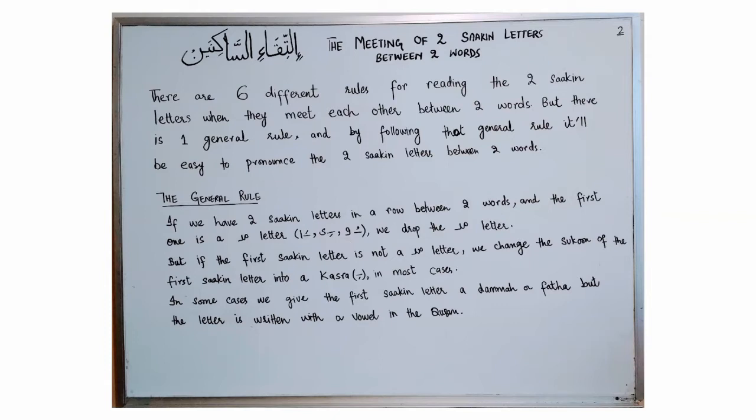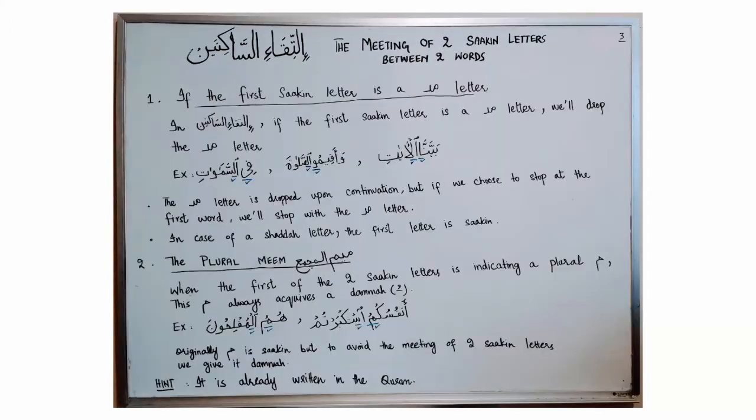When two sakin letters meet with each other between two words and the first sakin letter is a mad letter, we drop the mad letter. But if the first sakin letter is not a mad letter, we change the sukoon of the first sakin letter into a kasra in most of the cases. But in some cases, the first sakin letter will carry a dhamma or a fatha, but that vowel will already be written in the mushaf for our ease of recitation. So the first rule of Iltiqa'a Sakinain says, when the first letter of the two sakin letters is a mad letter, then we drop the mad.